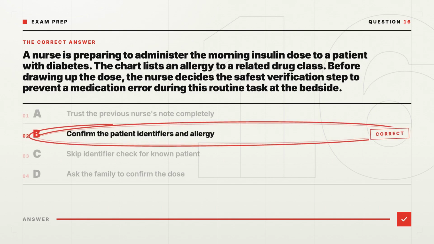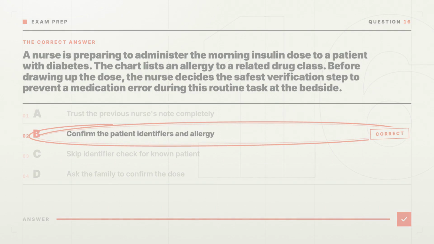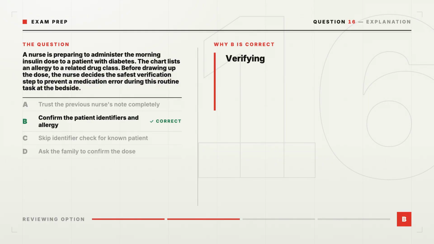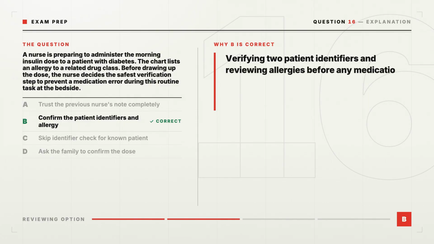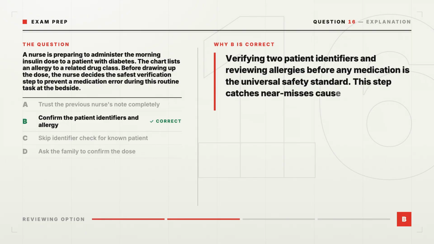The correct answer is B. Confirm the patient identifies an allergy. B is correct because verifying 2 patient identifiers and reviewing allergies before any medication is the universal safety standard. This step catches near misses caused by misfiled charts, similar names, or undocumented allergic reactions to previous drugs.